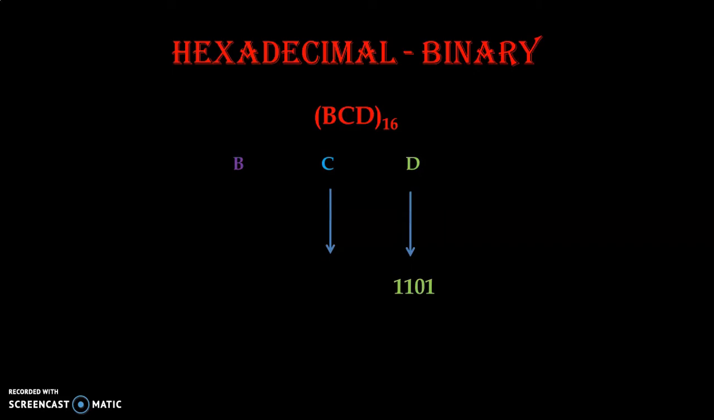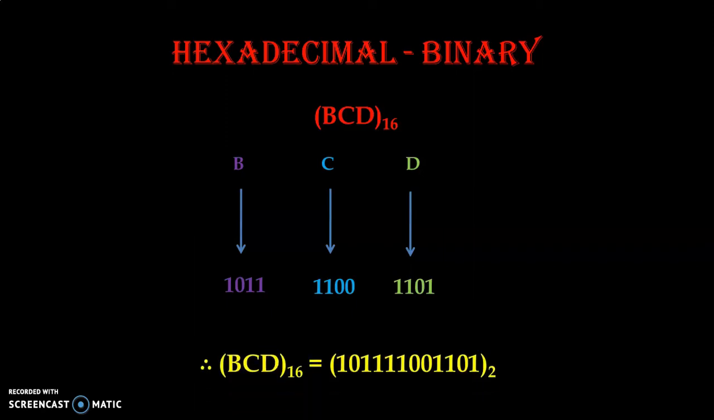In similar way, for C, C is equal to 12. And for 12 we can write 1100, that is 8 plus 4 plus 0 plus 0. So 8 plus 4, that is 12. And same way for B, we know that it is 11 and we can write 1011 for 11, and 11 is equivalent to B.